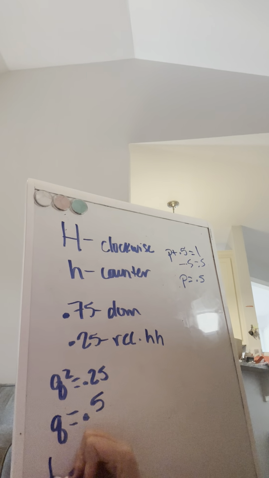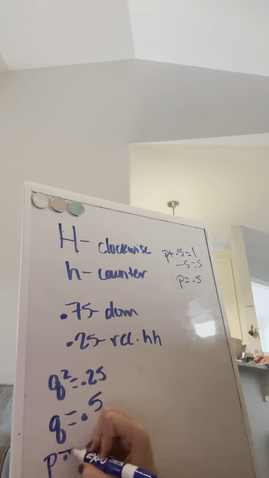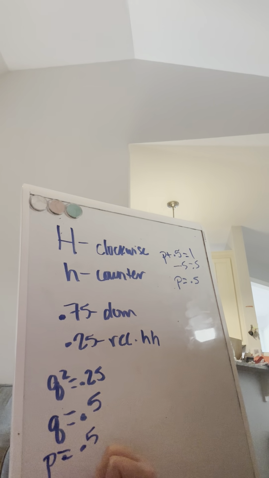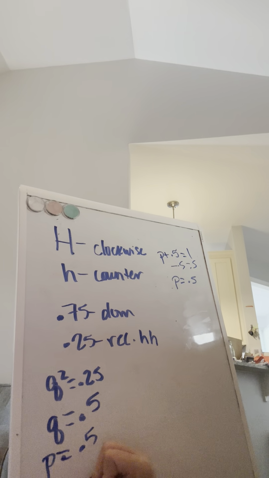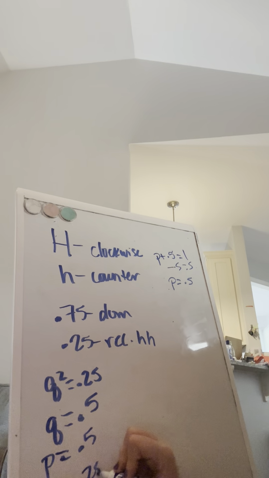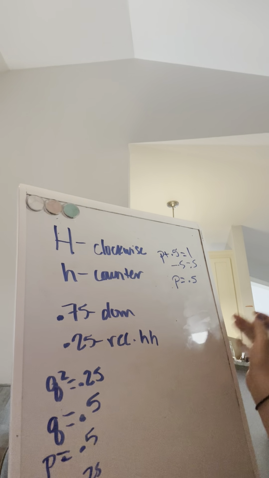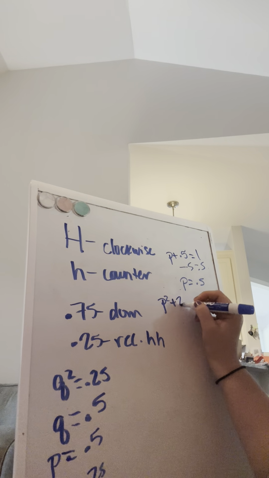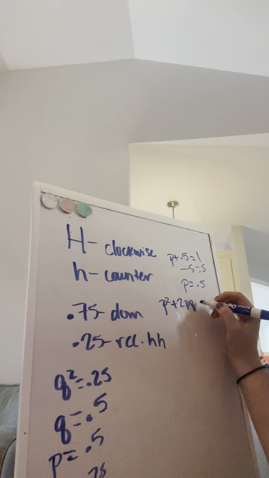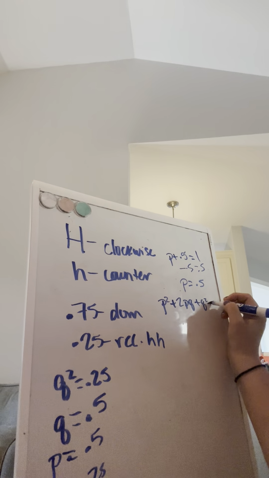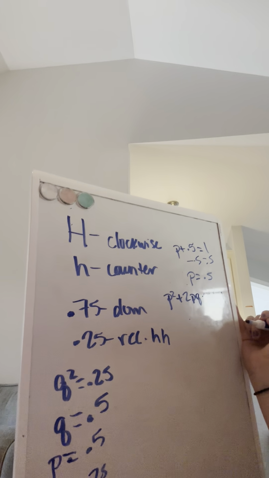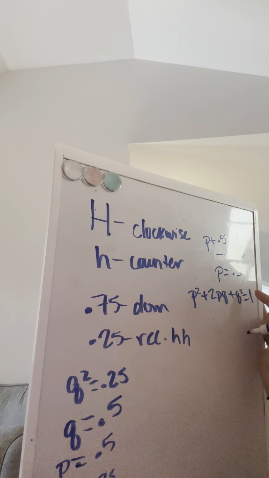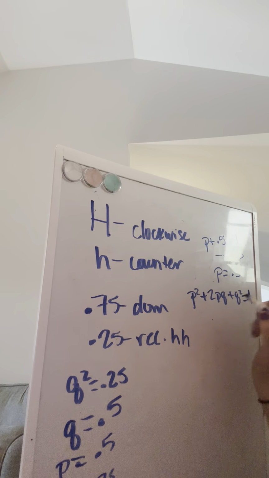So P equals 0.5. So P squared, 0.25, because it follows logic here. All right, so P squared plus 2PQ plus Q squared equals 1. Okay? Right here. You here for it? All right, so let's plug these numbers in.